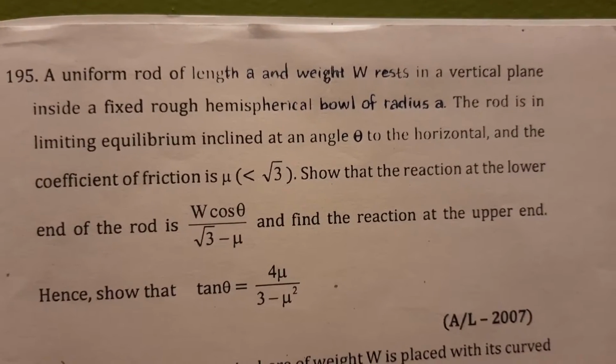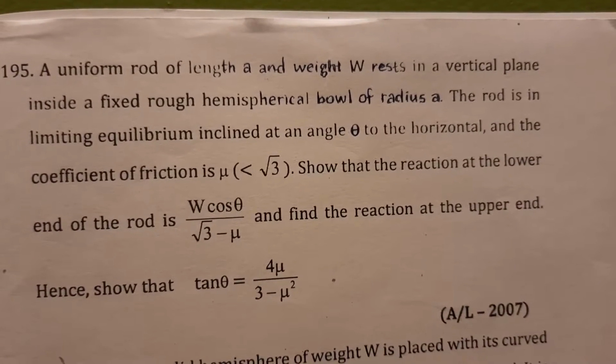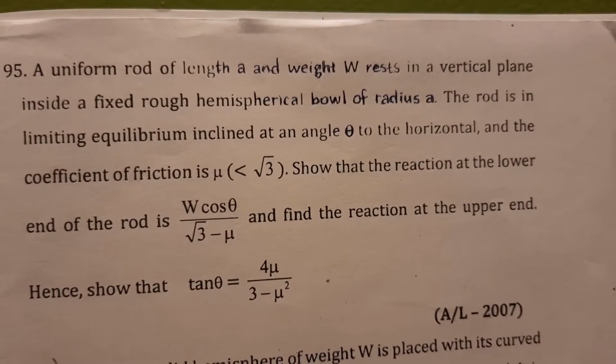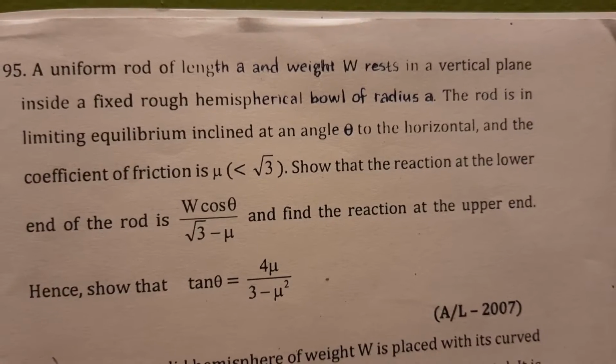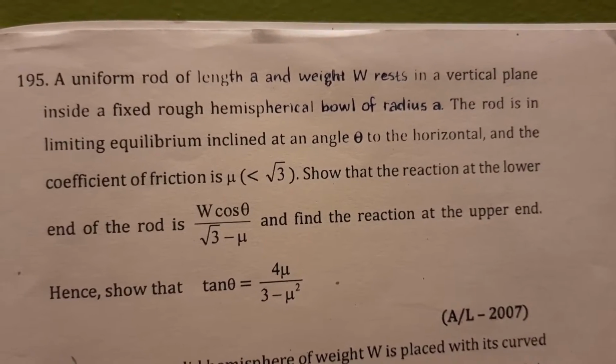Then they say show that the reaction at the lower end of the rod is W cos theta over root 3 minus mu. And then they say find the reaction at the upper end. And finally they say hence show that tan theta equals 4 mu over 3 minus mu squared.